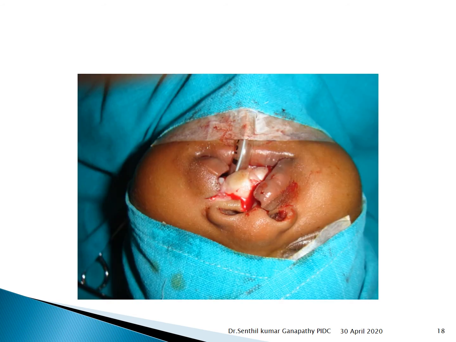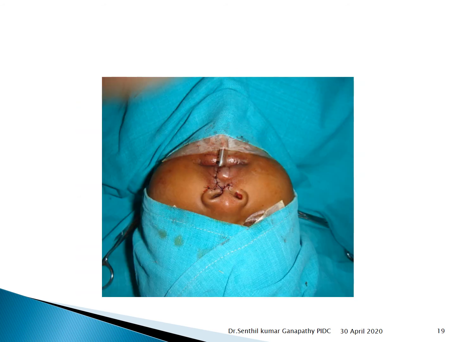Right, that is a cleft lip surgery. Okay, and that is a post-operative picture after the suturing has been done.